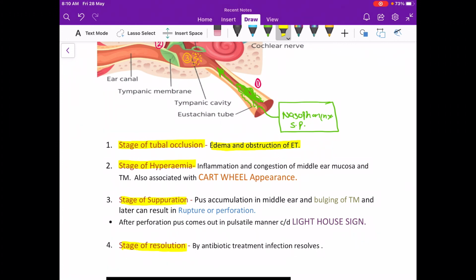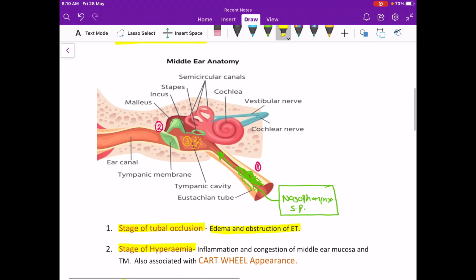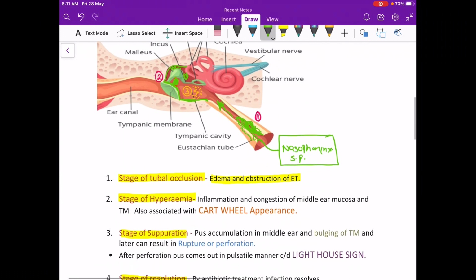Now the infection reaches the middle ear and stage 2 comes, the stage of hyperemia. Whenever the infection comes to any part of the middle ear, it will cause inflammation of the mucosal surface of the middle ear. All of this will get inflamed and hyperemic. There will be dilation of vessels, which become very prominent, and there will be congestion also. The tympanic membrane is also here, and it will also get inflamed and hyperemic, with dilated vessels. This is stage 2, the stage of hyperemia.